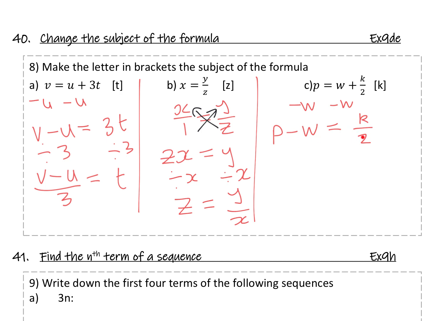To get K on its own, you'd have to multiply both sides by 2. Or, if you prefer, you could think of that as a cross multiplication. It works both ways. You'll still get the same answer. 1 times K is K. And this here is all multiplied by 2. So when you multiply it by 2, it's 2 of P minus W, and put the P minus W in brackets, so it's all multiplied by the 2.